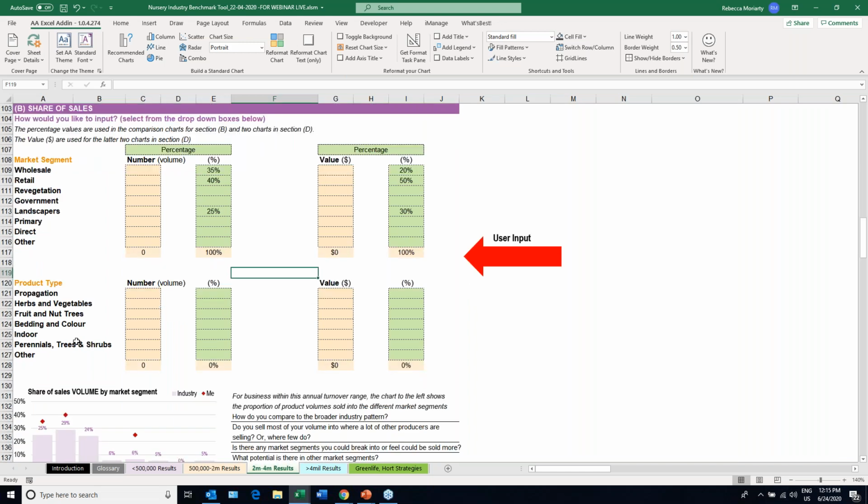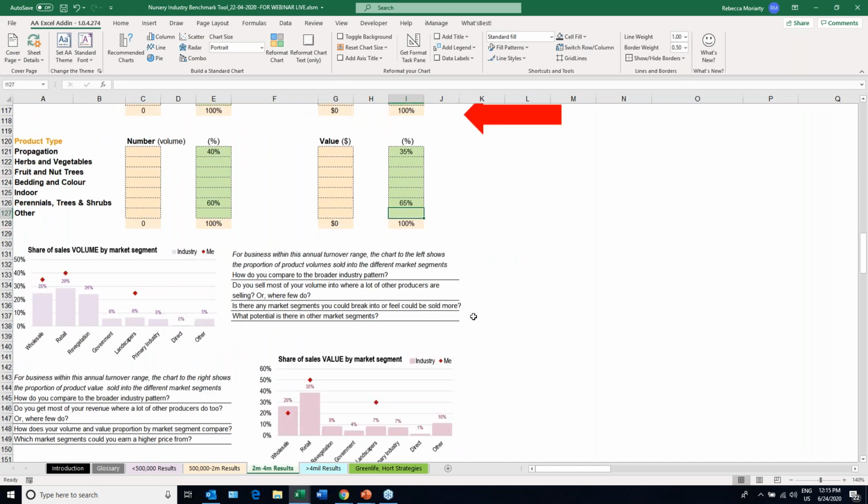Continuing on with the example, product types we sell: say propagation, probably a bit under half, and then perennials, trees and shrubs, put it a bit over half in terms of volume. And in terms of value, we'll say 35% or so comes out of our propagation, and 65% from perennials and trees and shrubs.